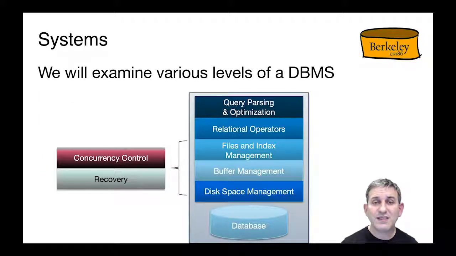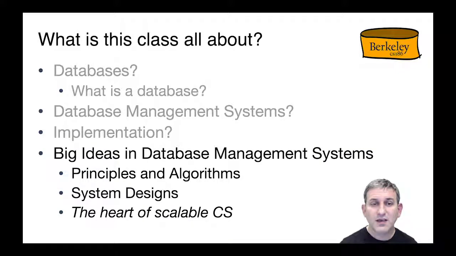We will learn about specific systems and how to put them together. So we'll examine the various levels of a DBMS. This is going to be our reference block diagram for a relational database in this class. And we'll use the various boxes in this diagram as reference points for what we talk about and learn in the class. We'll also see how these boxes and layers fit together to form a complete and rather complex system out of some self-contained and modular parts. So in sum, the class is about the big ideas in database management system principles and algorithms, architectures and system designs. And as I said, this is really the heart of scalable computer science. How do we build systems that really can run on lots and lots of data?